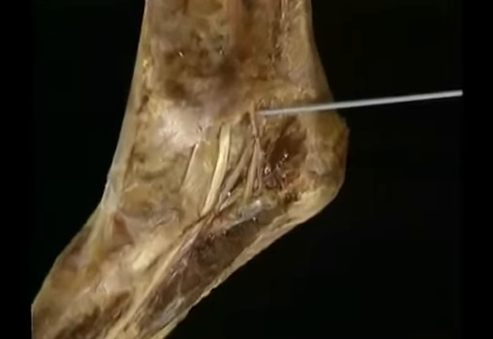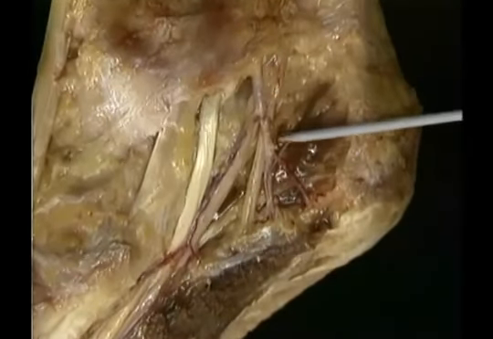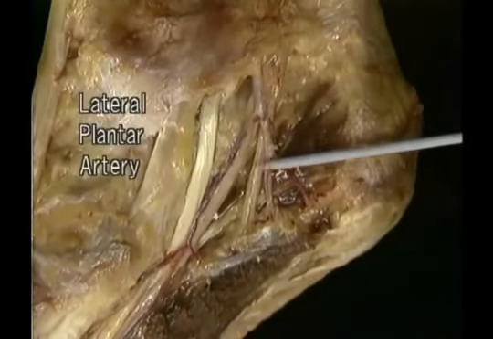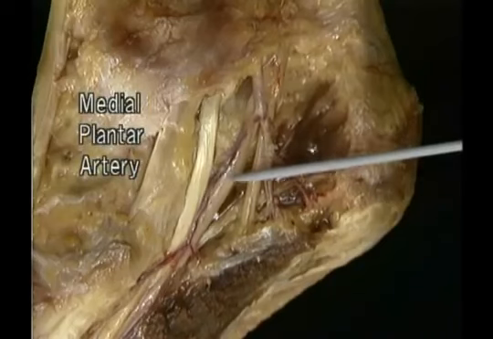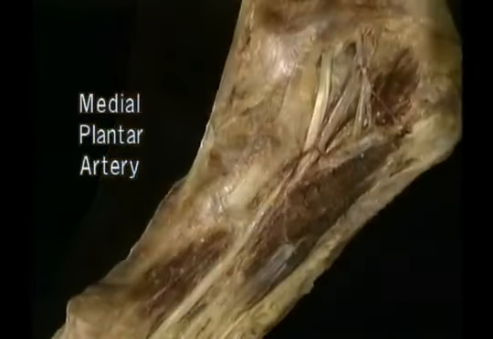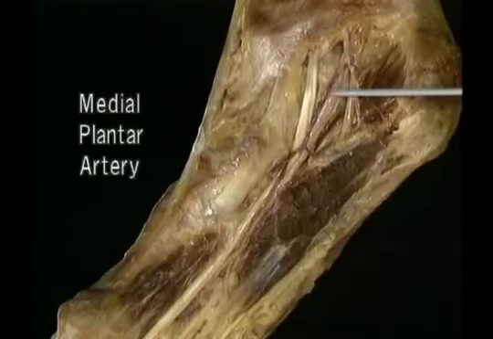This is the distal end of the posterior tibial artery. This is the lateral plantar artery. This is the medial plantar artery. The medial plantar artery is usually the smaller of the two.